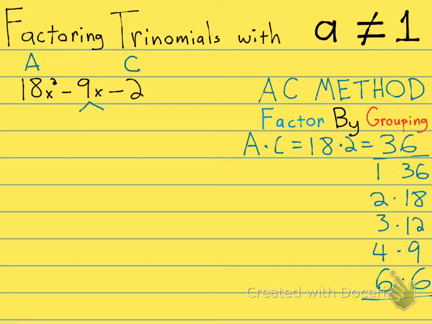So I have a negative 9 in the middle, and I look at all my pairs. Which one gives me negative 9? Here we go, 3 and 12. Now, to get a negative 9, the 3 needs to be positive, and the 12 needs to be negative. So let's go ahead and split it up. Negative 9x is plus 3x minus 12x, right? 3x minus 12x is negative 9x.